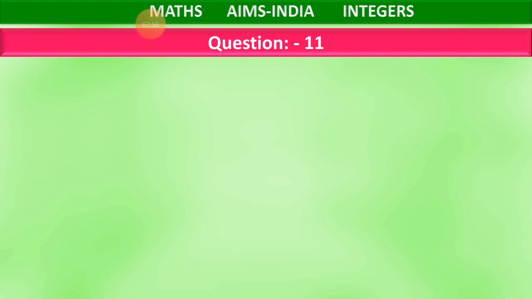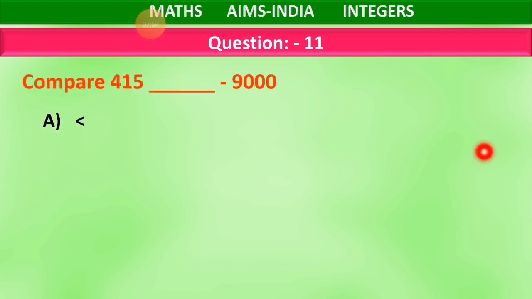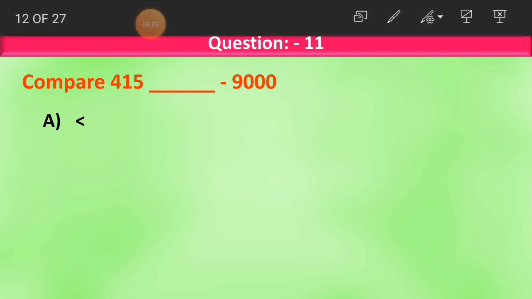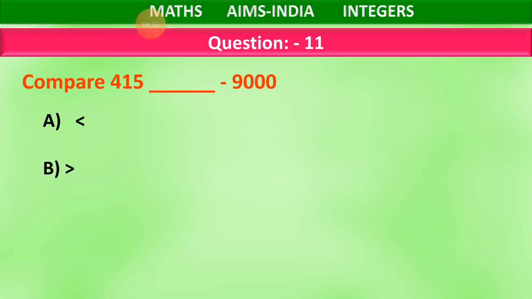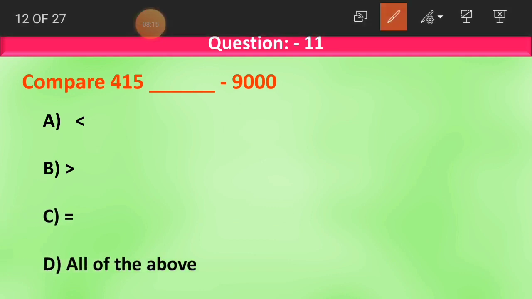The next question, number 11. Compare 415 and minus 9000. You have to put the correct sign here, greater than, less than or equal to. Option A less than, option B greater than, option C equal to, option D all of the above. Remember this, right? Less than starts with L, so the symbol less than also looks like L.